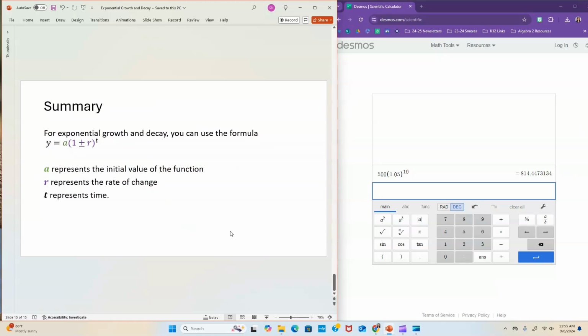So remember that for exponential growth and decay, you can use the formula y equals a times 1 plus or minus r to the t, where a represents the initial value of the function, r represents the rate of change, and t represents time.